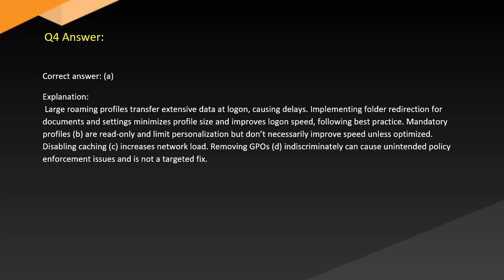Answer. Correct answer: A. Explanation. Large roaming profiles transfer extensive data at logon, causing delays. Implementing folder redirection for documents and settings minimizes profile size and improves logon speed, following best practice. Mandatory profiles, B, are read-only and limit personalization, but don't necessarily improve speed unless optimized. Disabling caching, C, increases network load. Removing GPOs, D, indiscriminately can cause unintended policy enforcement issues and is not a targeted fix.